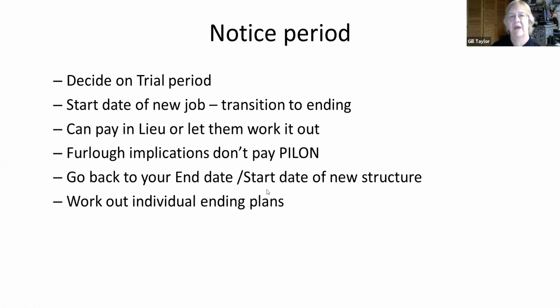Look again at your end date and start date, and as I say, take into account all of these things to work out when you're going to say, we're now at the start of the new. And look at individual ending plans, because everybody's going to have a different idea about what they want to do. And you just have to have a view about whether you can afford pay in lieu of notice or not. I think generally that would be the best thing.